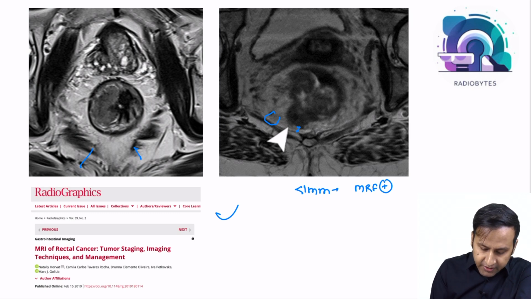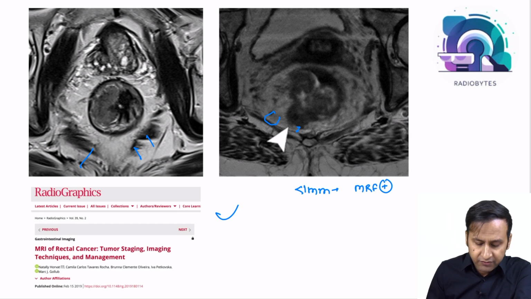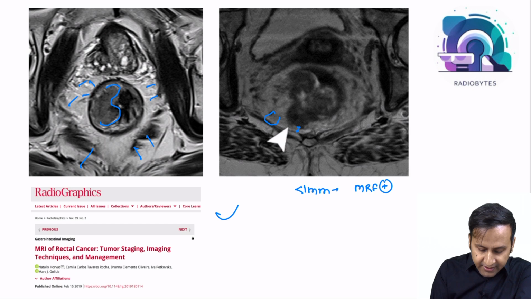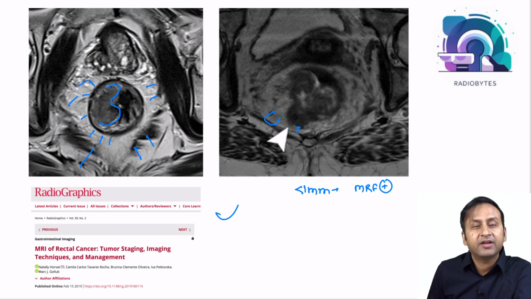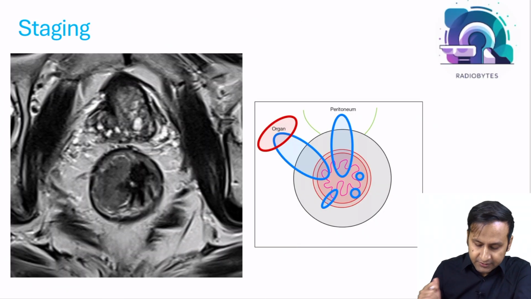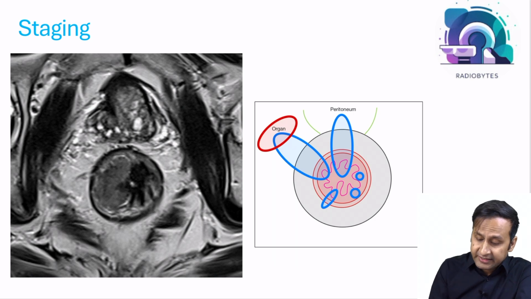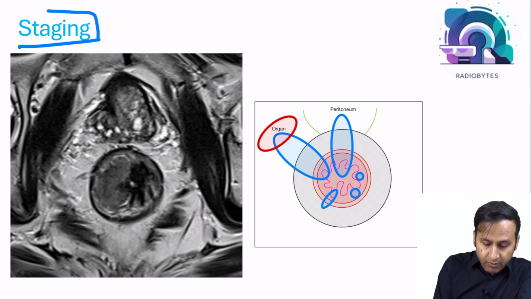Now let's have a look at our case. Do you think mesorectal fascia is invaded? Not at all. We can see that the mesorectum is all clean, and this is the tumor which is well confined by this hypointense muscular layer of the rectum. It is not going outside the rectal wall, and so there is no chance of involvement of the mesorectal fascia or the mesorectal fat.